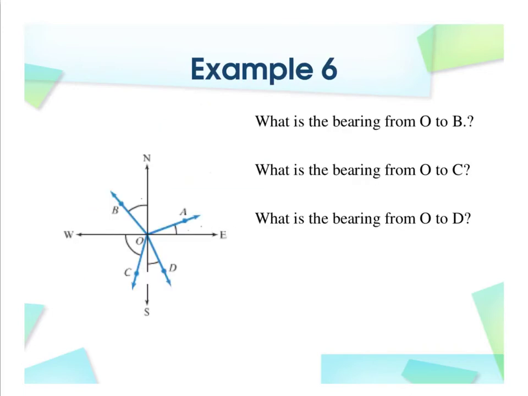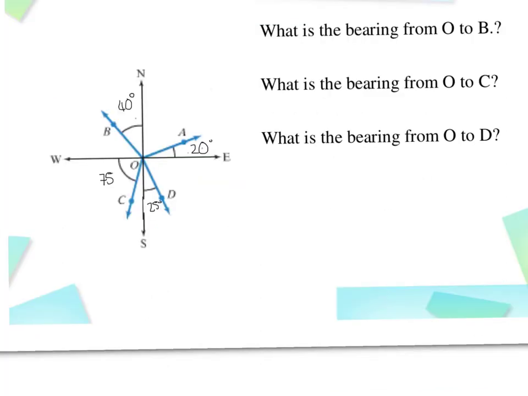All right, so what is the bearing from O to B? Here we have O to B. So we're looking for this angle. I'm going to go ahead and fill in some angles so we can solve these together. All right, so I went ahead and put imaginary values for these angles. And we're interested in the bearing from O to B. That's this one. So again, we always look at our north-south line first.